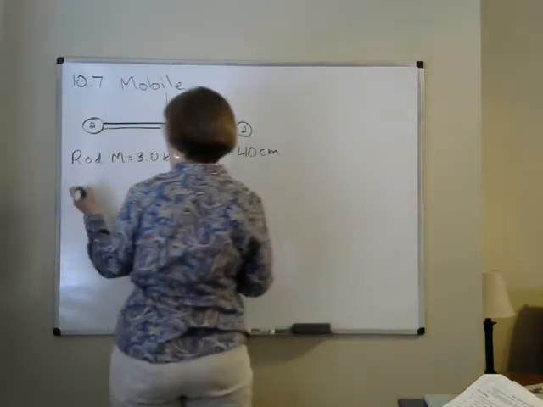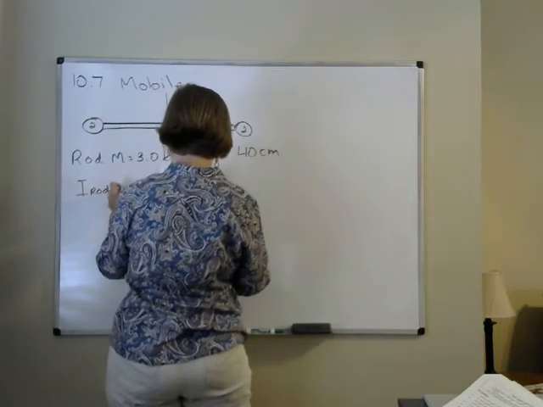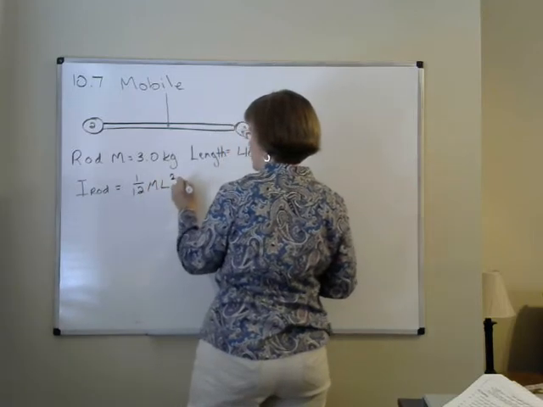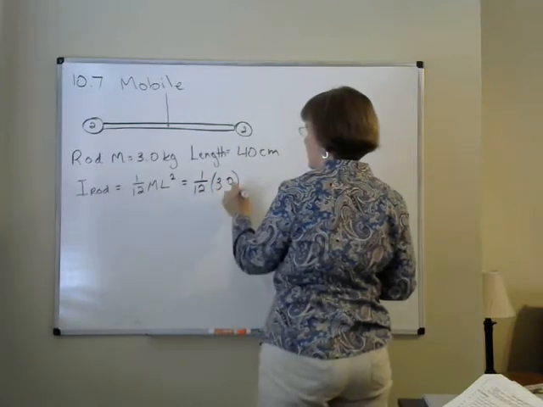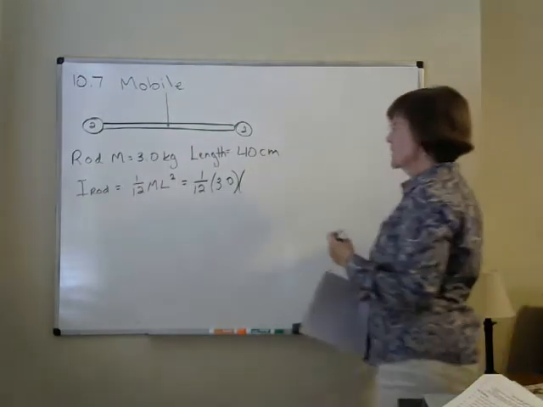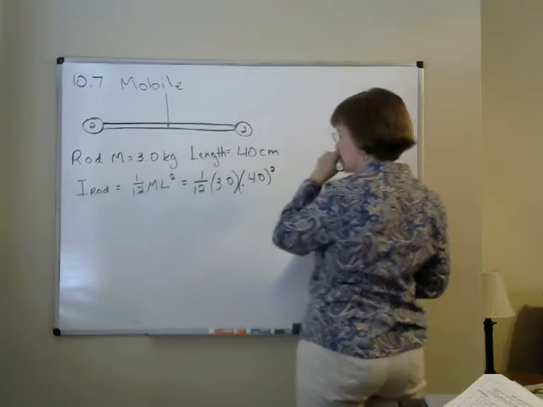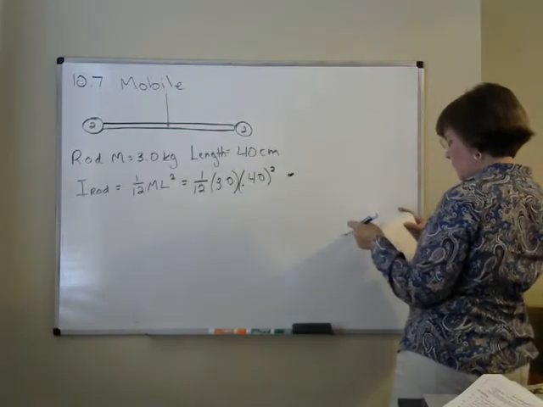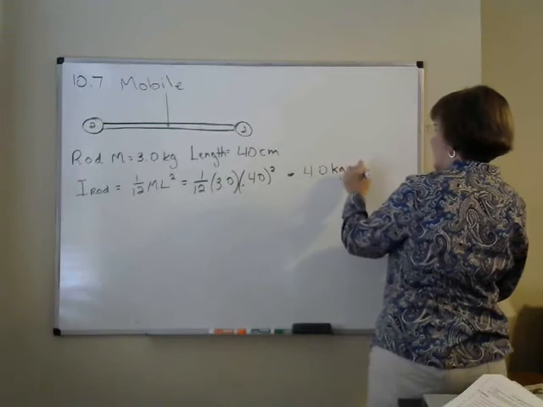So for the rod, the moment of inertia is given by the formula 1/12 mL squared. So we have 1/12. Our mass is 3.0. Our length, which they gave in centimeters, we'll need in meters. So that's going to be 0.4 meters squared. So just for the rod, we calculate that comes out to be 4 kilogram meters squared.